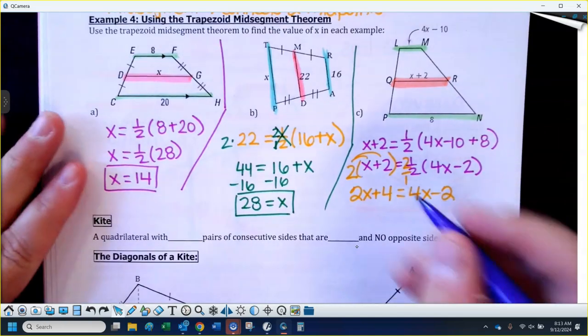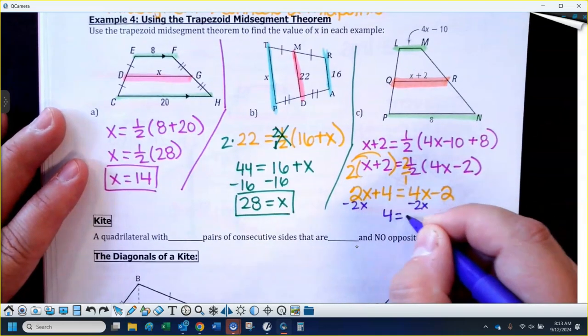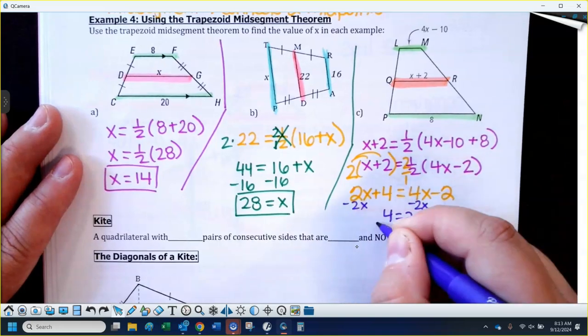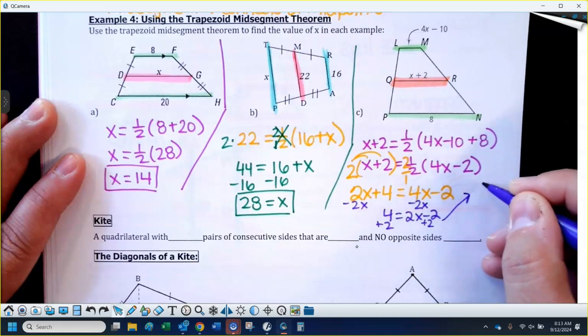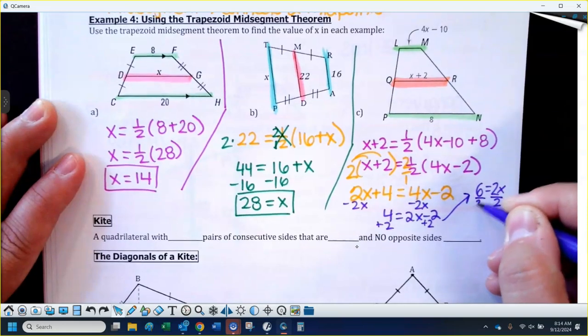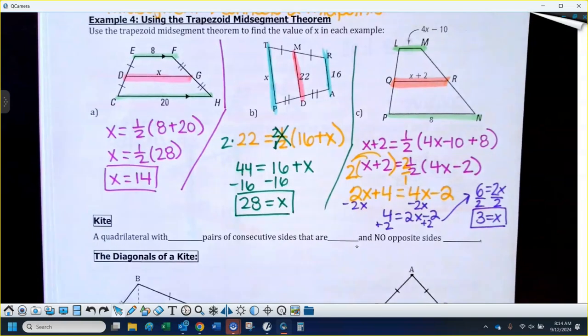So let me just do two things real quick. I'm going to subtract 2x. So I got 4 equals 2x minus 2. Sorry, I wrote too big here. I'm going to add 2. So 4 plus 2 is going to give you 6. Sorry, guys, I wrote too big. 6 equals 2x. And then we're just going to divide by 2 real quick. So x is going to be 3 for that question. That one was really tricky because of all the expressions, but it's all using that same formula. The mid-segment is an average of the two bases, or 1/2, add the two bases together.